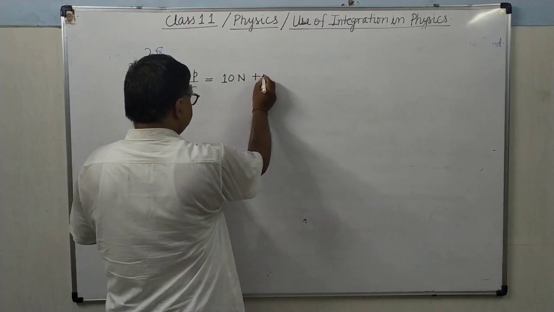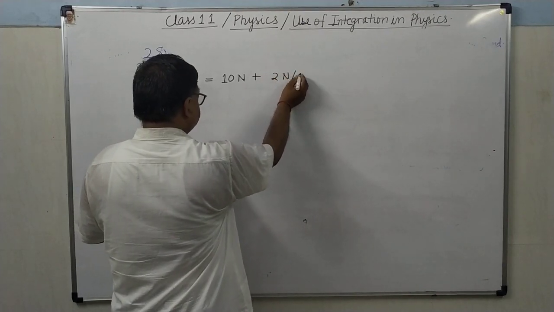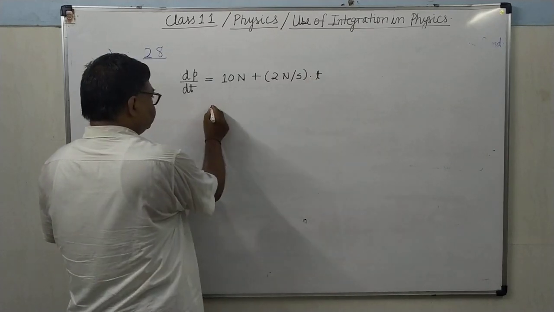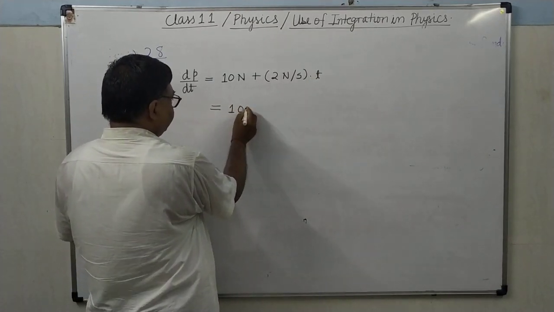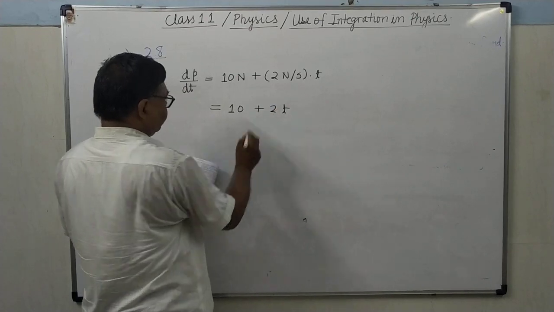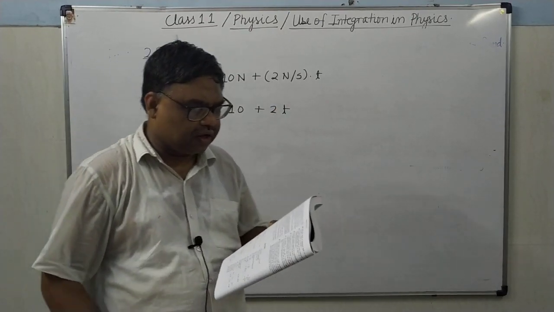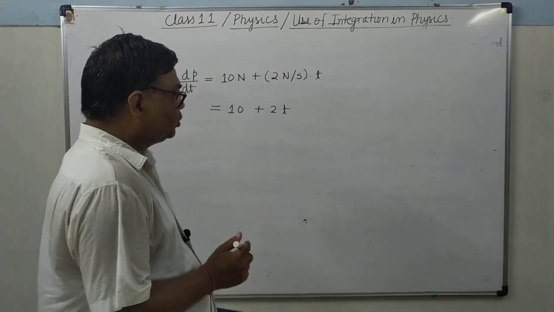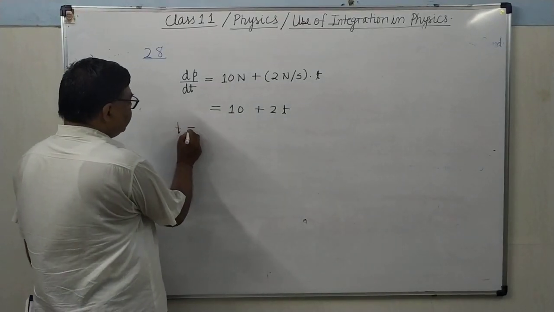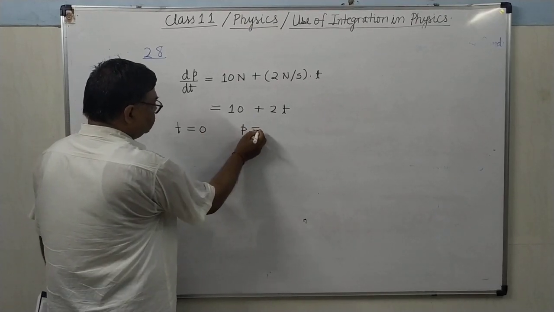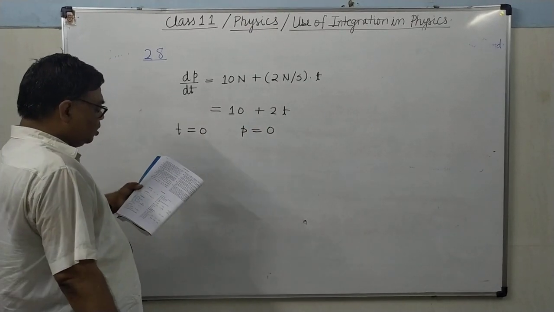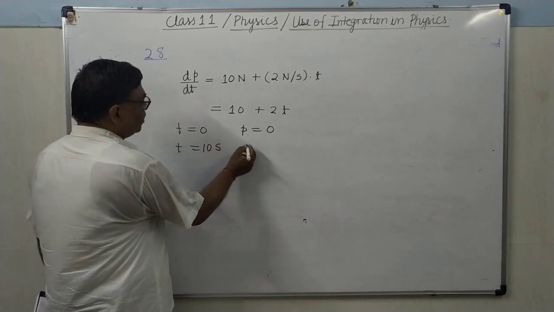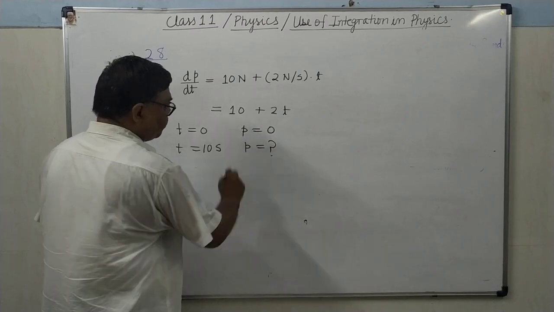plus 2 Newton per second into t. Simply you can write it as 10 plus 2 into t. I have not written the unit. If the momentum is 0 at t equals 0, here it is given that when t equals 0, momentum is 0. You have to find the momentum when t equals 10 seconds. Then what will be the momentum?